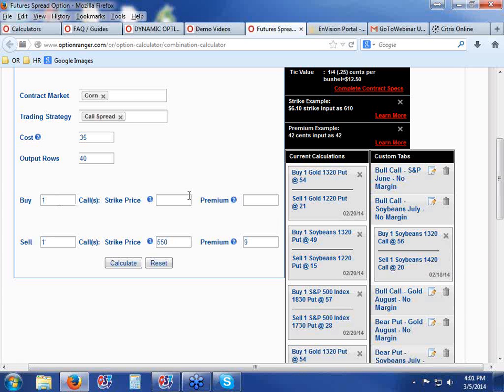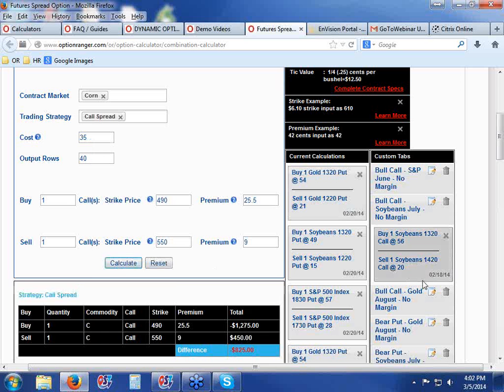And let's buy 1. The market's at 486 on the settlement. So let's go ahead and buy a call at 490, the next strike up. 25.5. Okay, so that's more money, but it's right there. It's got time. We're heading into a volatile season, so it's 25.5 minus 9. We're looking at a 5,000 bushel contract, and let's go ahead and do our calculation on the trade.